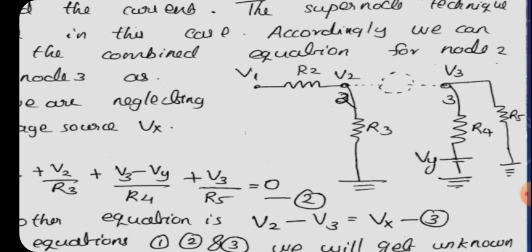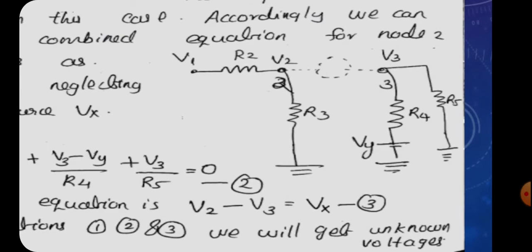So here I have drawn the super node, V2 and V3 are there, and the voltage source is not there, it is removed. To the node V2, R2 is connecting and R3 is connecting, and you know that R2 is connected to the other node V1, so V1 voltage is marked there. To V3, resistor R4 is connected, and R4 is connected to the voltage source Vy, so it is marked there, and resistor R5 is connected to node V3.